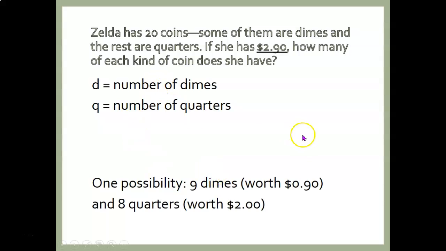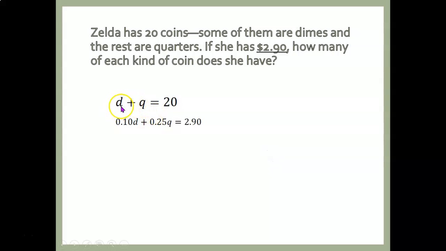It wouldn't be 20 coins, so that's not the correct final answer, but it is one way of having the right amount of money. So whatever D and Q turn out to be, 10 cents for each dime plus 25 cents for each quarter has to equal $2.90. So now we have our two equations. D plus Q equals 20, and 0.10D plus 0.25Q equals 2.90.